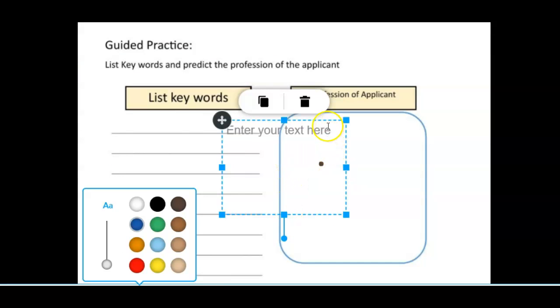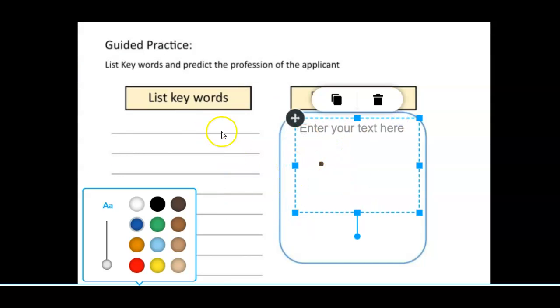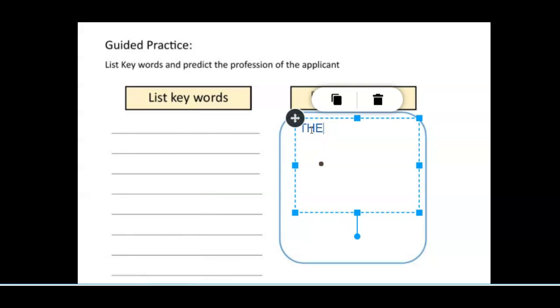It doesn't let you move unless you answer. So words and profession of the person. The profession of this applicant could be in the, and then you tell me the area that you think that person works on.